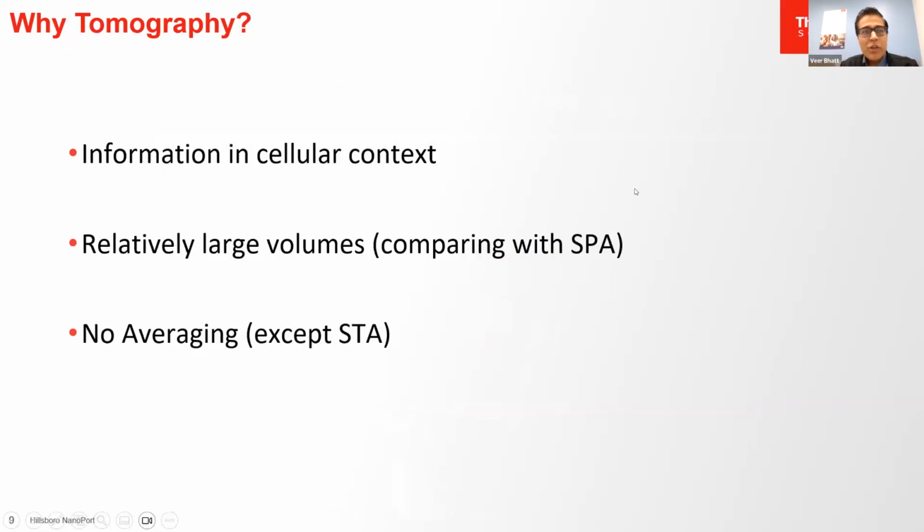Now, the question might be asked, why do we need to do tomography? Most importantly, the first point pretty much captures what's most important about this, and that is we are able to capture information in actual cellular or physiological context. Then there are some additional advantages as well. When compared with single particle analysis, we are capturing larger volumes. And also, with the exception of subtomogram averaging, we are not averaging our data, basically.